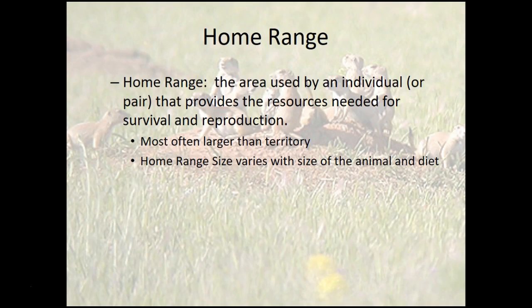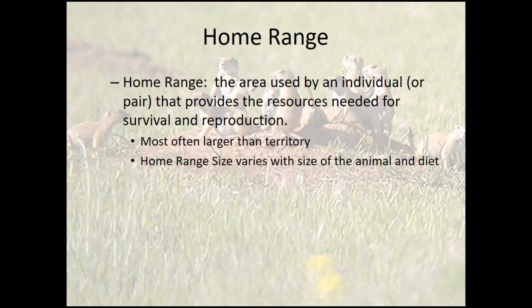The home range size will vary based on the size of the animal and the diet of the animal. Typically this is related to the trophic level of the animal. An herbivore, an animal kind of as a primary consumer, is likely to have a much smaller home range than, let's say, a cougar that's a secondary consumer, and it would have a much larger home range.